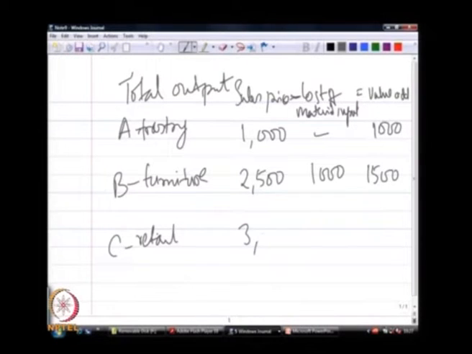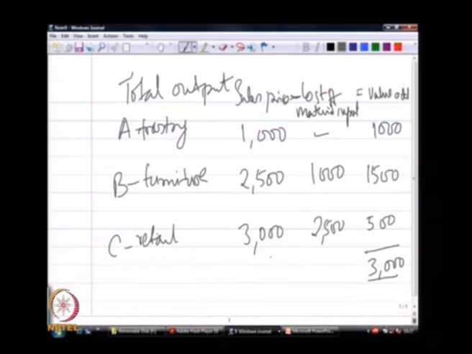and company C sells it, after buying it for 2500 from company B, for 3000, because it creates a value add of 500. So the total value add that is created is 3000, while the total transaction value is 6500.